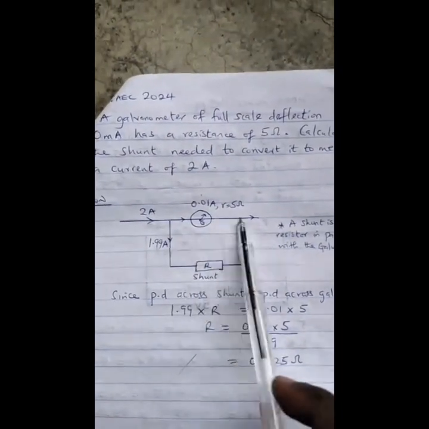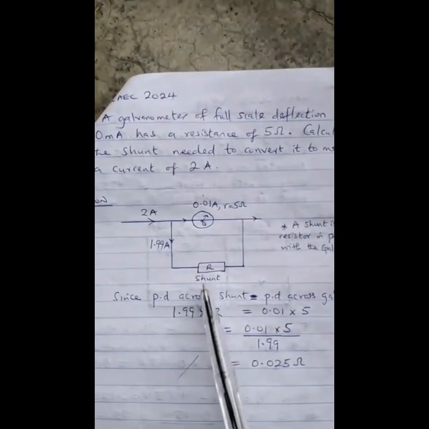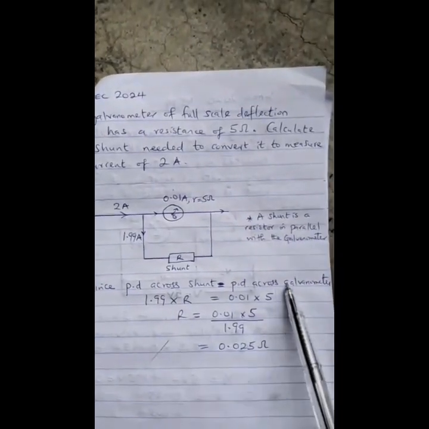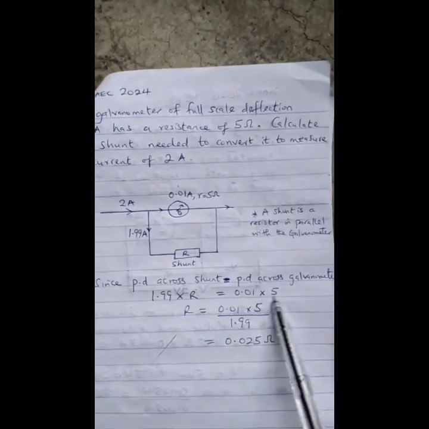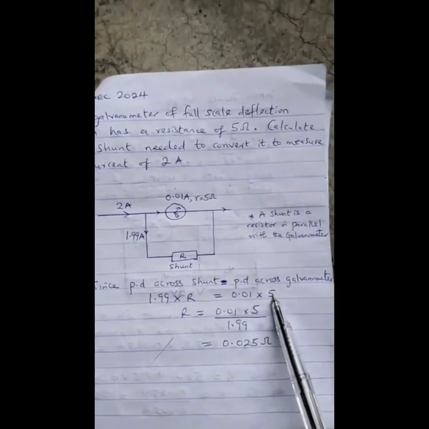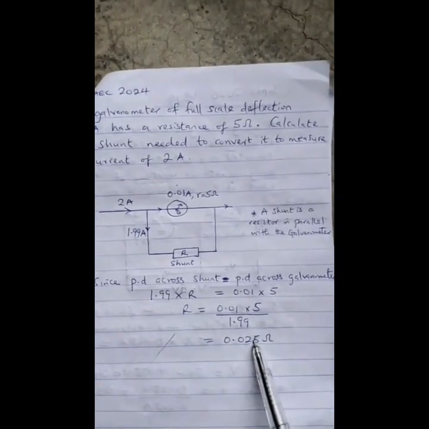Remember, they have the same potential difference. The potential difference between their ends, they're in parallel. So since PD across shunt equals PD across galvanometer, across the galvanometer we have a total voltage of current times internal resistance. So making R the subject of the formula, we get this value.